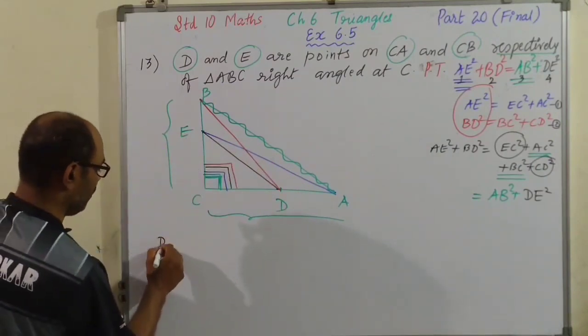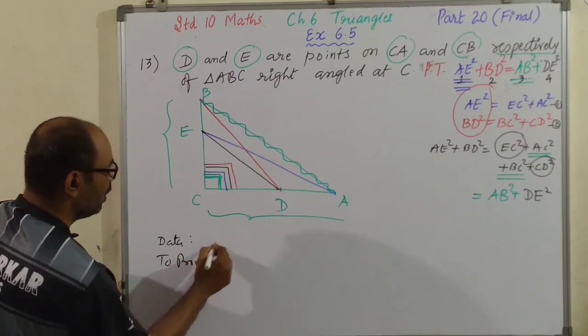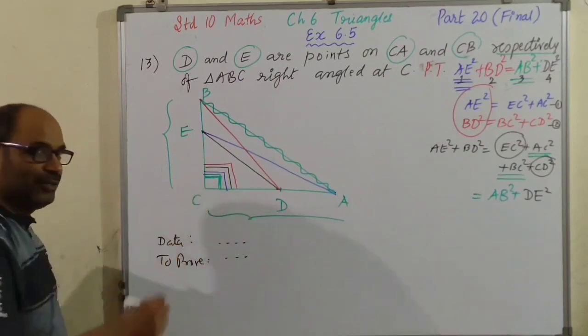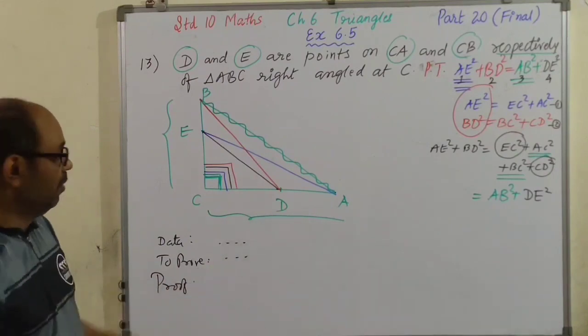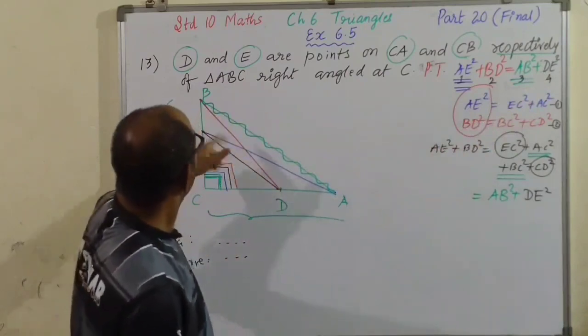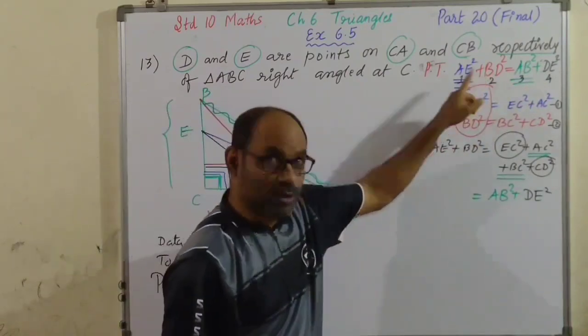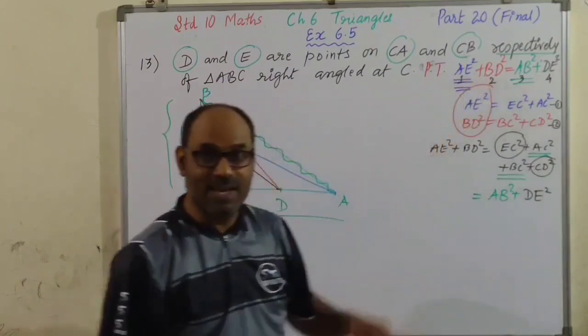Data and to prove. Yes, you are going to write the proof. I joined DE because DE is here. I joined BD because BD is here. And I joined AE because AE is also here.